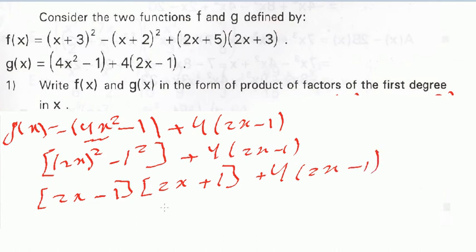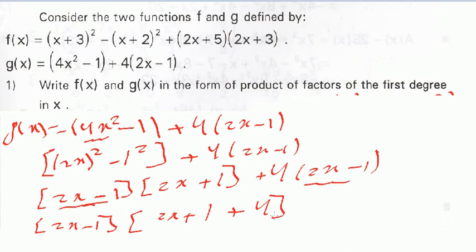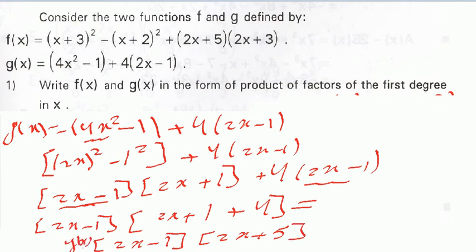So it's equal. Now look, I have 2x minus 1 here and 2x minus 1 here. It's obvious now. 2x minus 1 is a common factor, and I will end up with, with respect to this term, 2x plus 1. With respect to this term, I have here plus 4. Okay, guys? So it's equal to 2x minus 1 multiplied by 2x plus 5. This is g of x. Okay? Done. So let's go now and try to solve part 2.